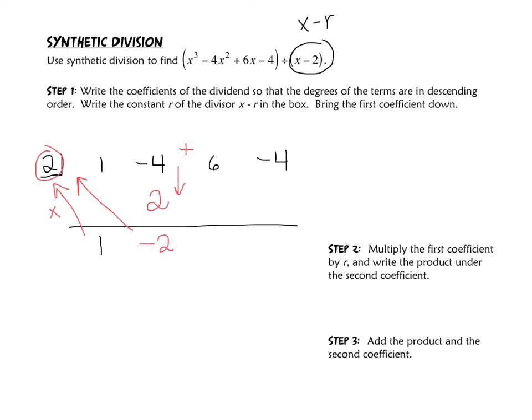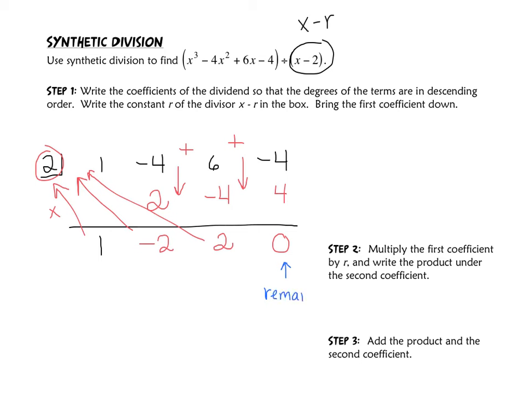2 times negative 2 is negative 4. Going down, we add these two numbers. 6 plus negative 4 gives me a positive 2. Take 2, multiply it by the 2 on the outside, and that number goes below the negative 4. 2 times 2 is 4. Add these two together, we get 0. The number that you get at the end is always your remainder.